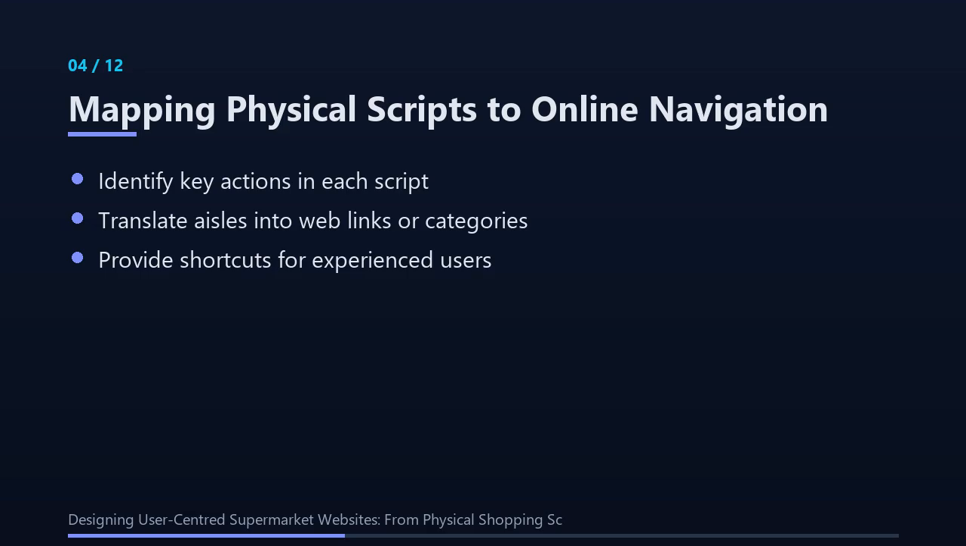Each aisle becomes a clickable category, and the trolley becomes a persistent shopping cart icon. For the new shopper, the site should present a clear, step-by-step flow that mirrors the list-driven journey. For the familiar shopper, the site should expose a quick-access link that jumps straight to the coffee category. By aligning the sequence of links with the mental script, we preserve the user's expectations and reduce cognitive load. This alignment also supports hybrid users who may start with a list but later adopt shortcuts.